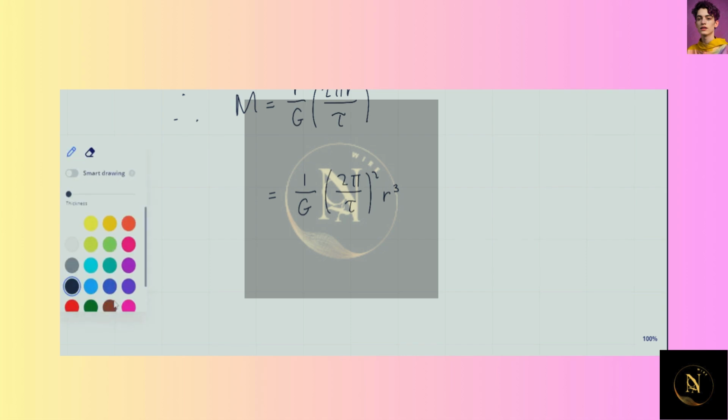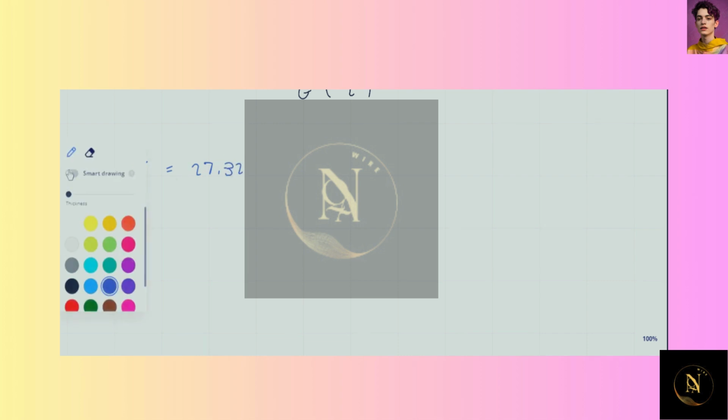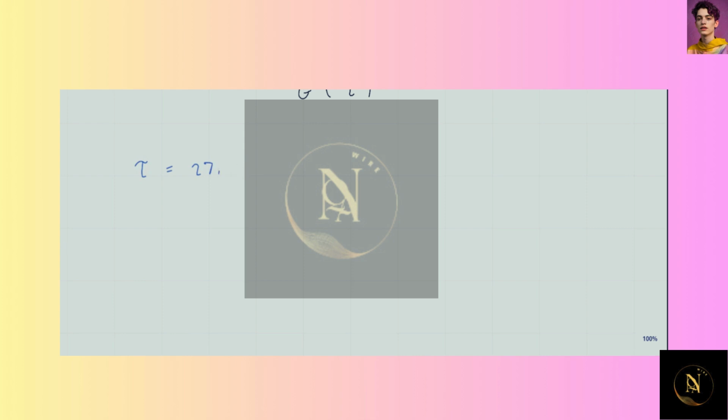Now, we note that we are given values for the period of the Moon's orbit about the Earth, and so that's tau. Tau is 27.32 days. And so we convert this to seconds and we get 2.3604 times 10 to the power 6 seconds.